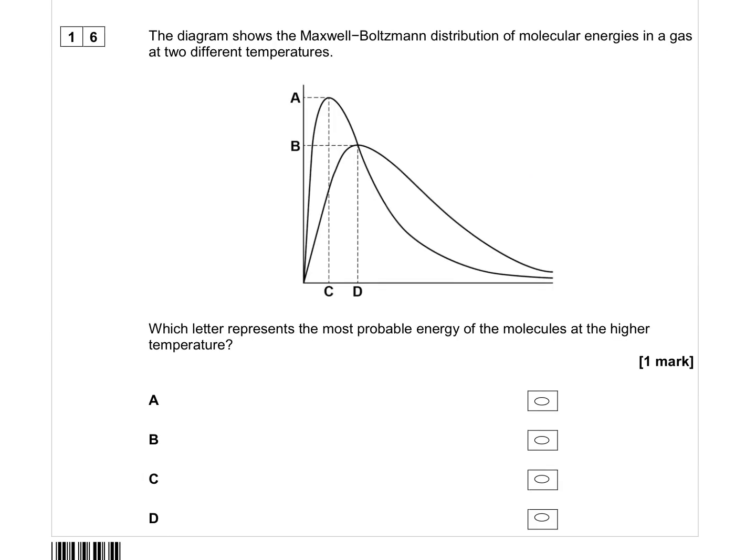Question 16 is about Maxwell-Boltzmann distributions, and it asks you which letter represents the most probable energy at the higher temperature. So the line I've just highlighted would be the line at the higher temperature. And if you remember how the axes are labelled, it's number of particles and energy. So the most probable energy is going to be on the bottom, so that's going to be D.